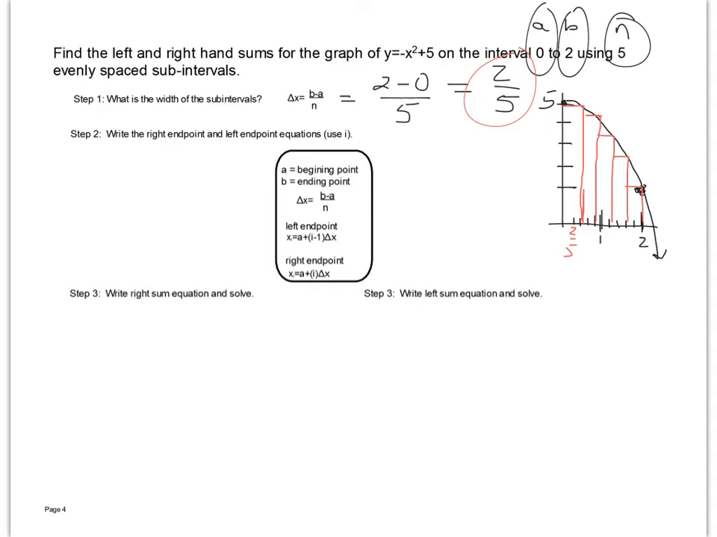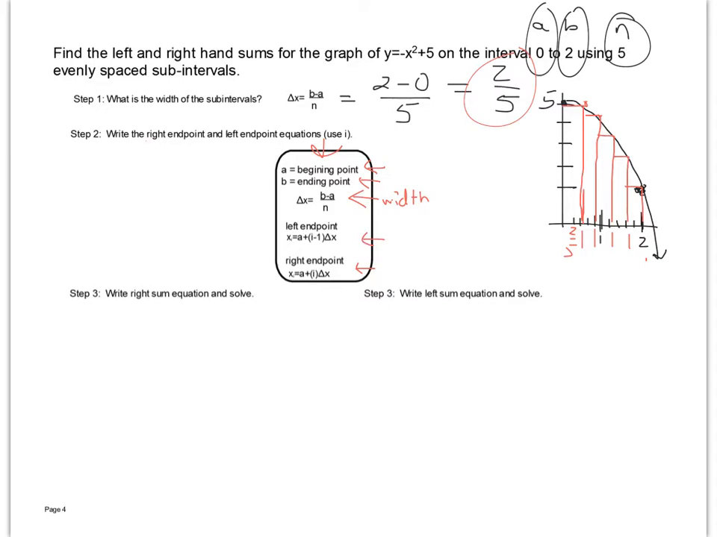But then we have to find these f values also. So we're going to do that by finding the endpoint of each of these. So that's at 2/5, that's at 4/5, that's at 6/5, 8/5, and 2. So those are each of our endpoints. But here, A is our beginning point and B is our ending point, and our change, the width of our rectangle at the bottom, is according to this formula, and this box is really important. You can find your right-hand endpoint and your left-hand endpoint using these two little formulas here.